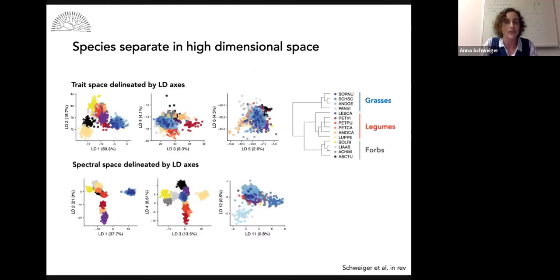Another way to look at this is in an ordination type of way. And again, you see some separation of species in trait space, but not really a clear separation, and more distinct species clusters in spectral space. What's worth pointing out is that thanks to the high dimensionality of the spectral space, we can go to these linear discriminant axes that explain not much of the total variation, but that actually do start to separate even the grasses, which tend to cluster together. Those are the blue points.